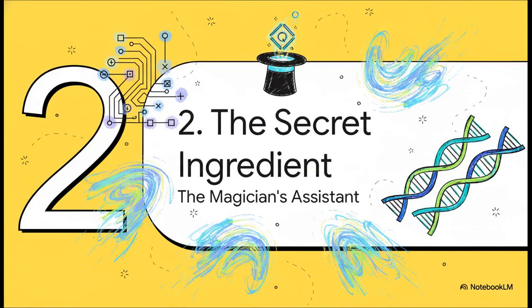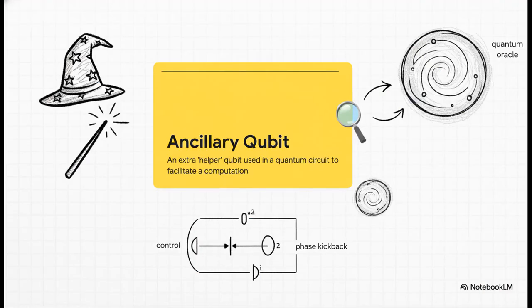All right, so we've got our oracle. Now we need the secret ingredient that really makes the magic happen. So we're going to bring in something called an ancillary qubit. You can think of it as a helper, a magician's assistant, really. We bring it in to help with one specific part of the calculation, and our standard oracle is going to act on this helper qubit.